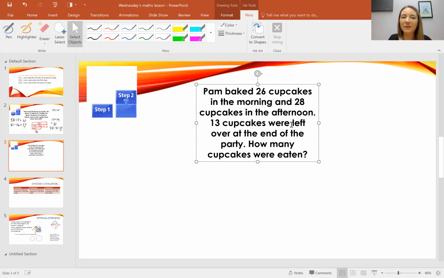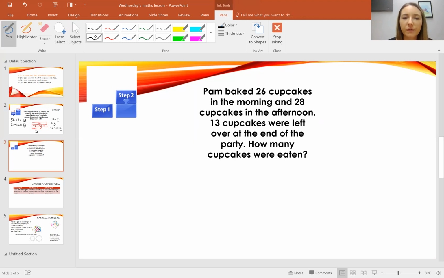Have you done that? Well done. Okay, I'm going to have a go at drawing the problem first for those of you who did that, and then we'll have a look at the bar model. So Pam baked 26 cupcakes in the morning. So we could do a tray of cupcakes.